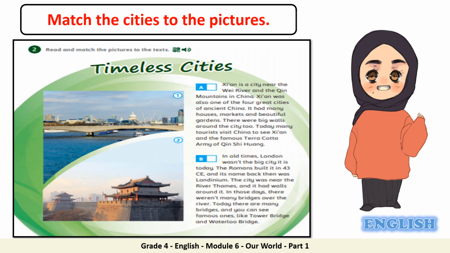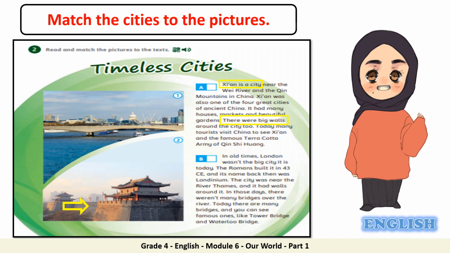Take a good look at the pictures. Can you relate the pictures to the correct city? Let's have a look at text A. Which city is it? It's Xi'an City. In Xi'an City, there were big walls around the city. Can you find the walls in these 2 pictures? Well done. It's here in picture 2.